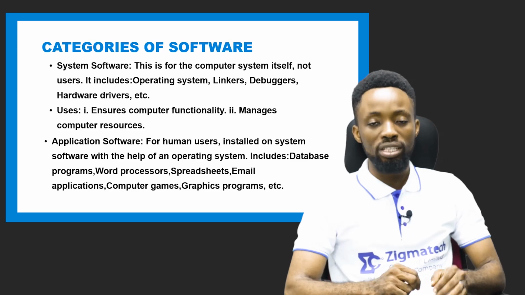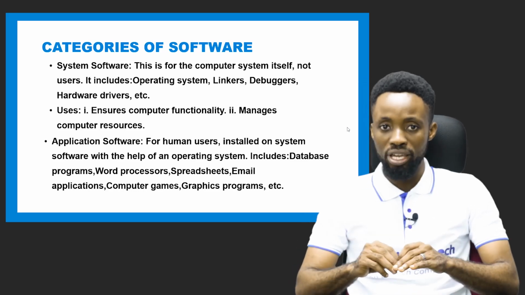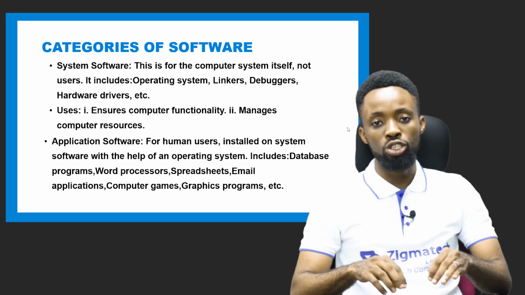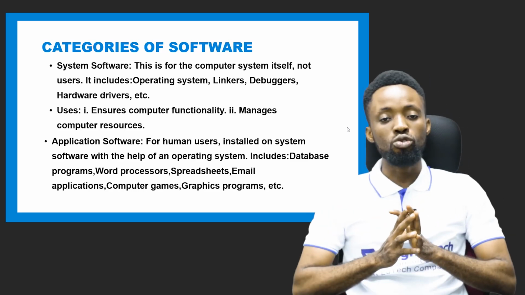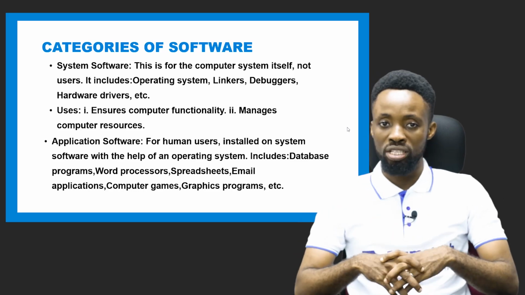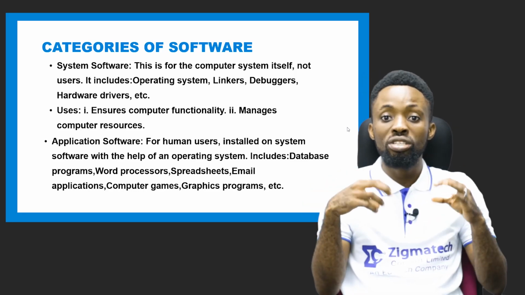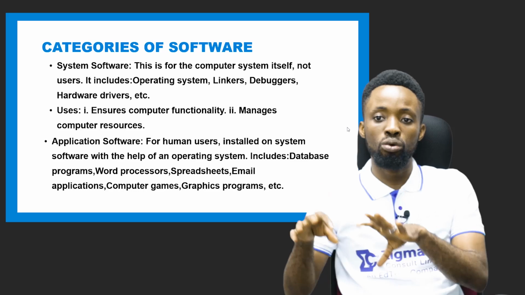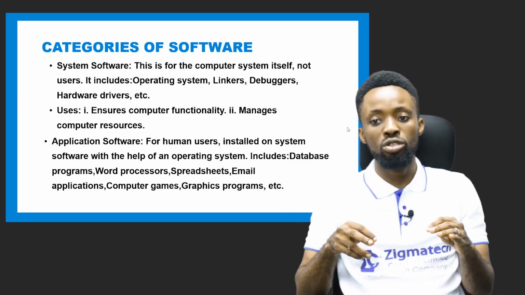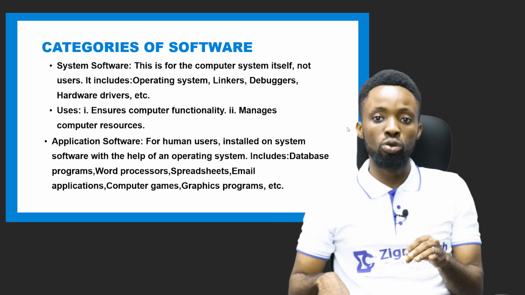Then the second category of software in GIS is the application software. Now this one is actually for the human users. This is the software part that the users actually utilize every given moment. So what they simply do is that they install it into the system.